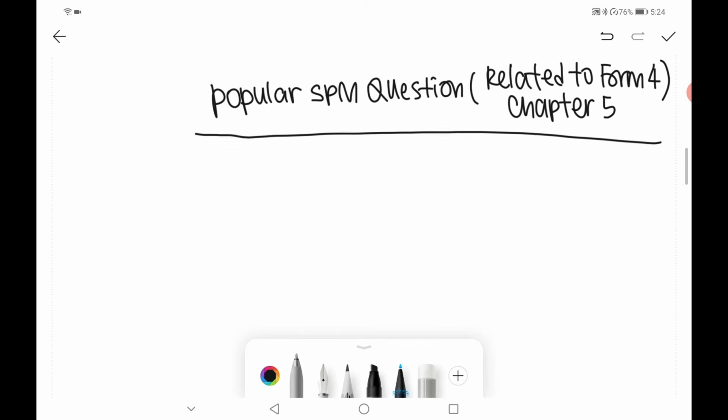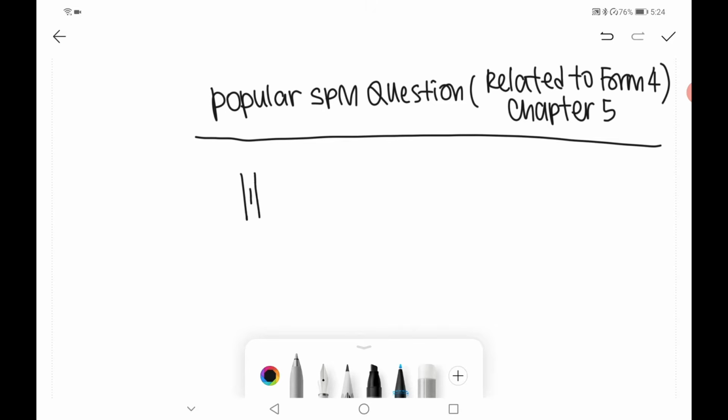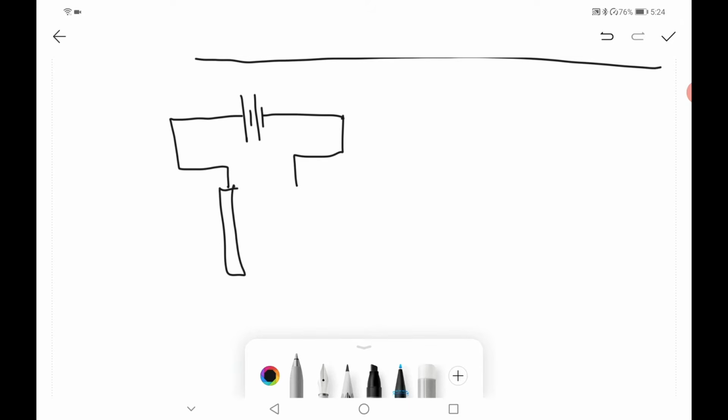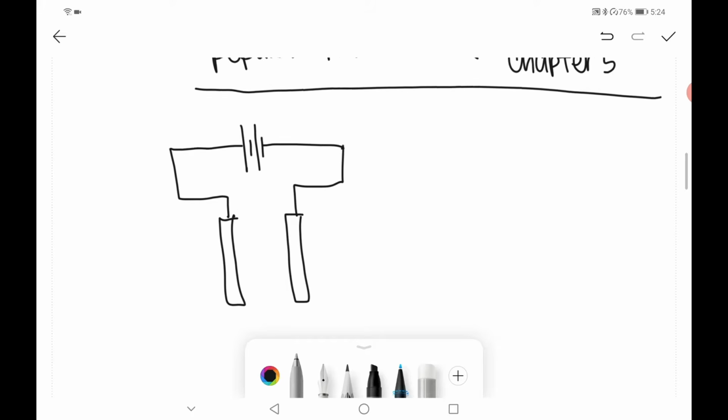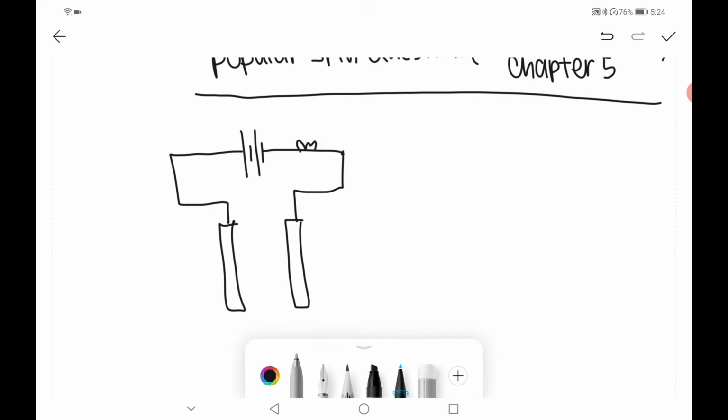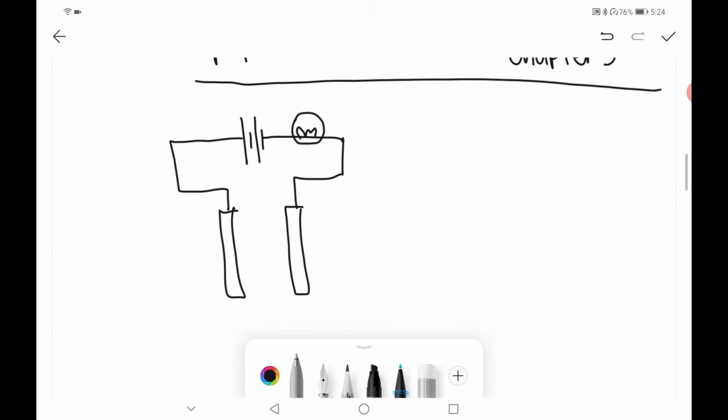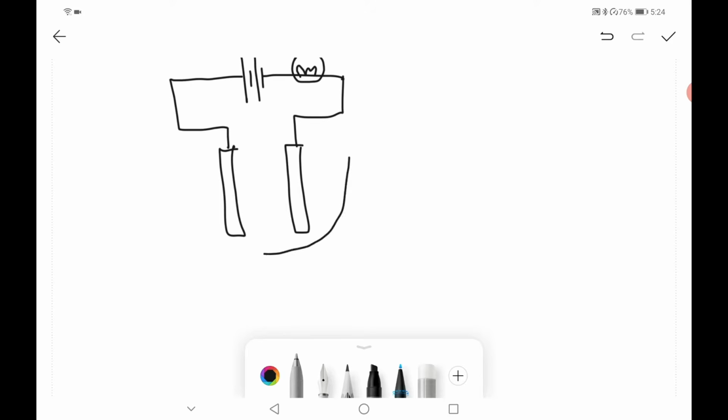Now here we have two pictures. This is the first picture. We have a battery, we have two pieces of electrode. Here I put a bulb, a light bulb. And then here we put the molten thing, the liquid molten, and we heat it.